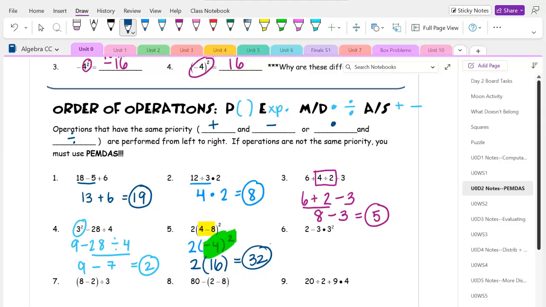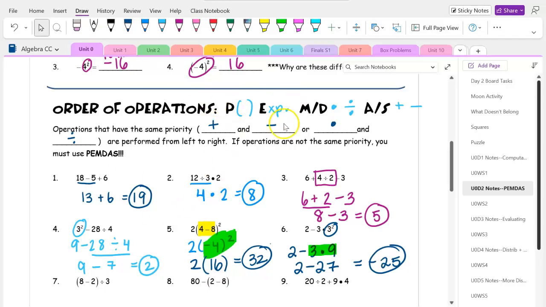All right, number 6. First, I look for parentheses. There aren't any. Next, I look for exponents. Yes, I have them. 3 squared is 9. Bring everything else down. Next, I look for multiplication, division. Yes, I have multiplication. Use your calculator if you need to. 3 times 9 is 27. Bring it down. Last step is to subtract, and you'll get a negative 25.